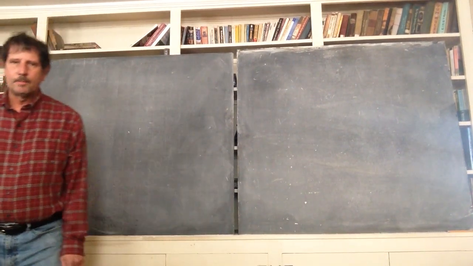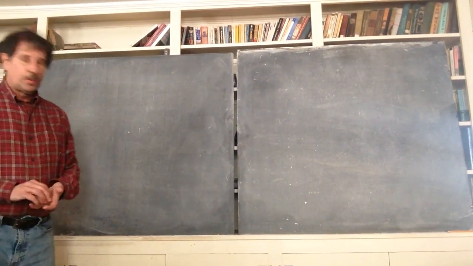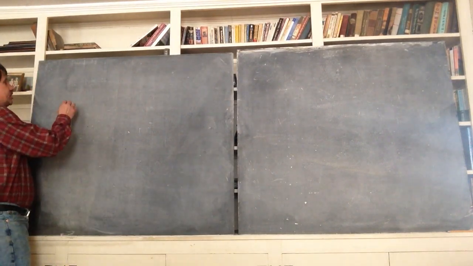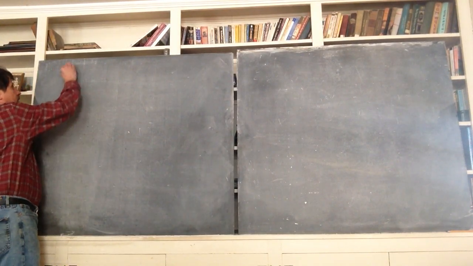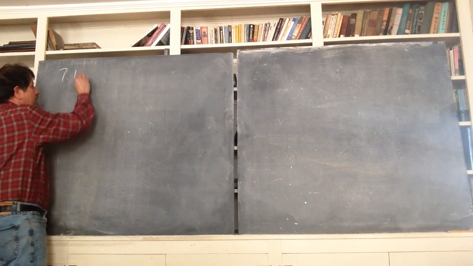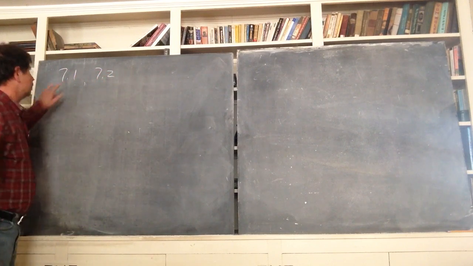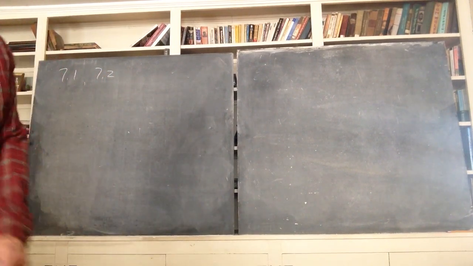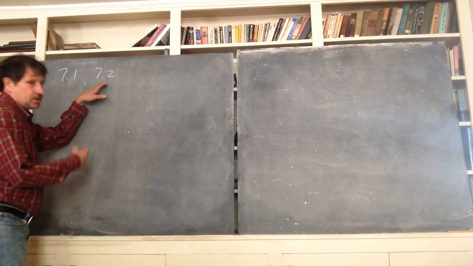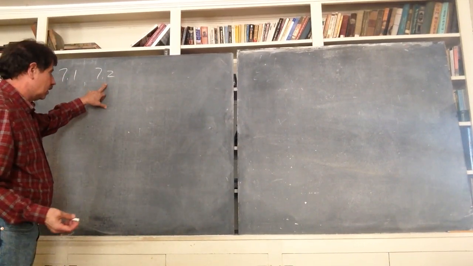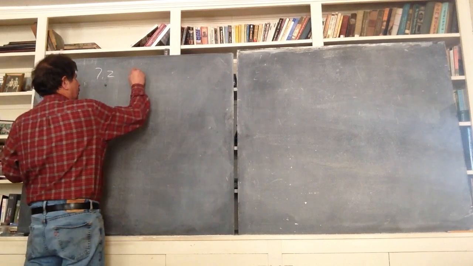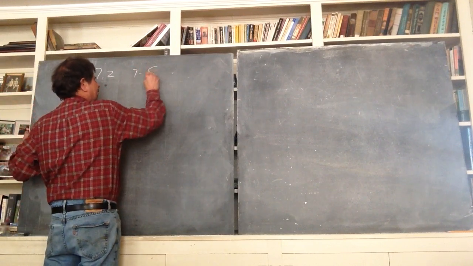Hello everybody, welcome back. The purpose of this video is to begin chapter 7. We'd like to do section 7.1 and section 7.2. 7.1 is highly theoretical. In 7.2 we'll actually be doing some work. But the chapter is called sampling distributions.